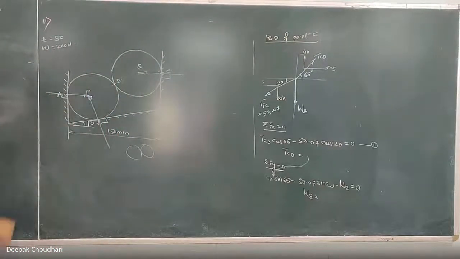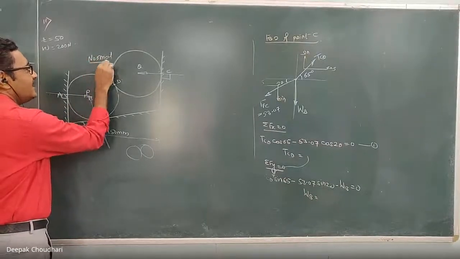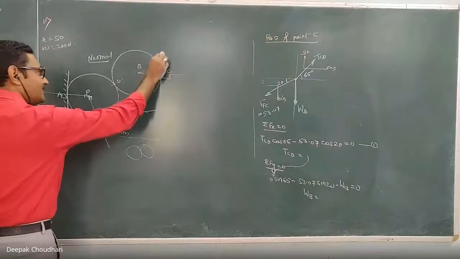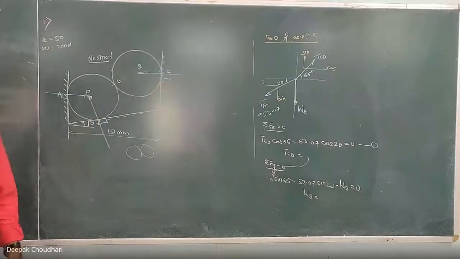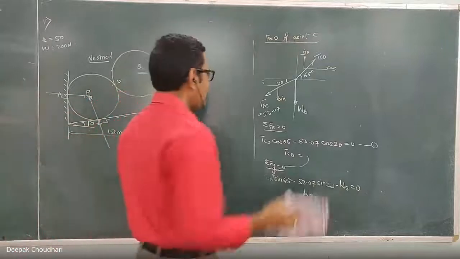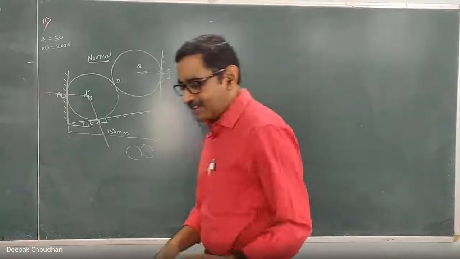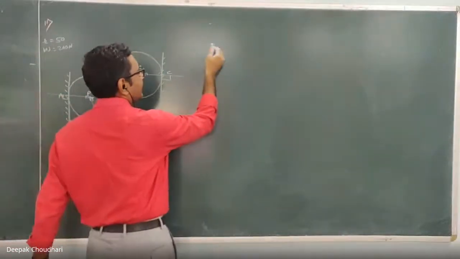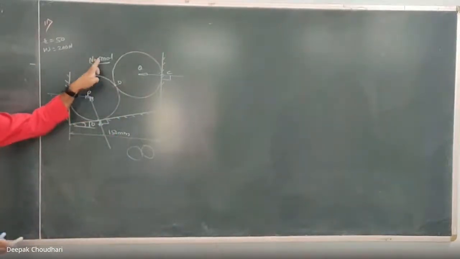And at this point also, how will the reaction be? The reaction will be the normal reaction. The reaction here will also be normal, like this one. It is perpendicular to the surface. But how will the normal be here? You remember one thing. Here, I would like to tell you one important point. At this point of contact between the two spherical bodies, the reactive force between these two spherical bodies acts along the common normal.